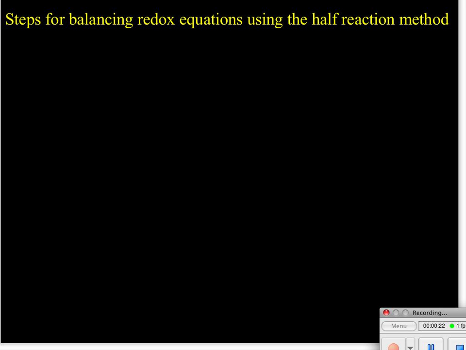I'll quickly talk through the steps. And if you've already got those in your notes and you just want to see an example, you can zip towards the second half of this video to see an example of this being worked out. The steps for balancing the redox reactions.